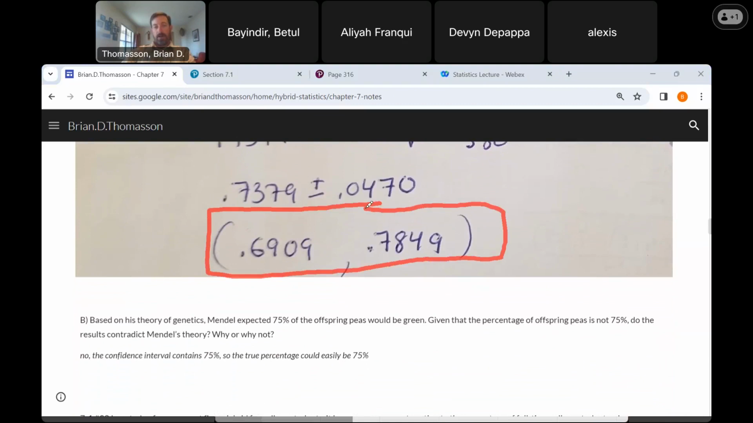That's what the proportion of the population proportion can fall anywhere in that range. So he was expecting 75%. 75% is certainly inside that range. So this little experiment he ran certainly backs up his theory that it could be said that 75% would be green peas. So we don't want to look at the point estimate. We want to look at the confidence interval to figure out if 75% is there or not.